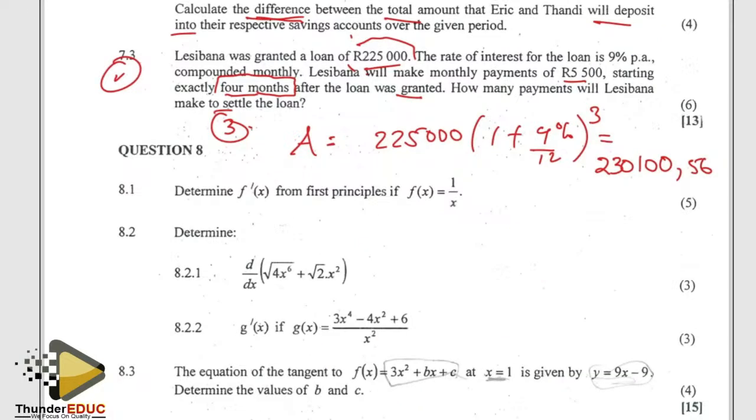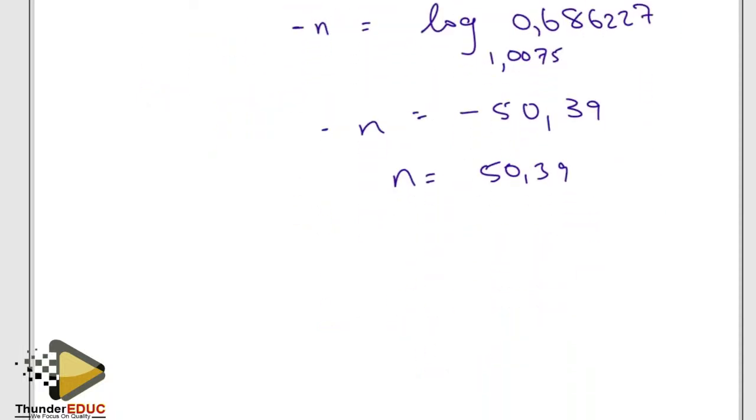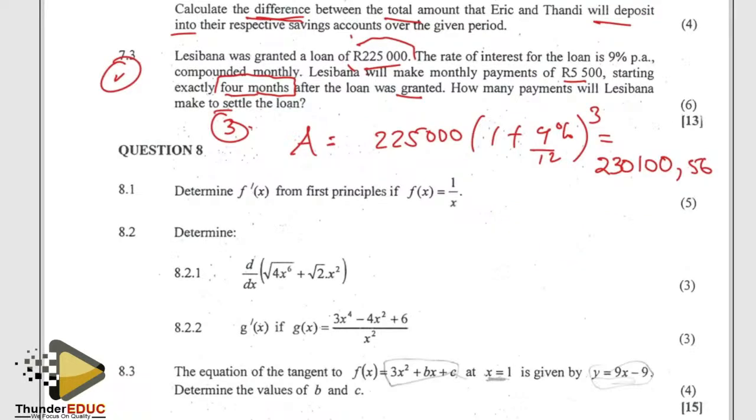The question was asking how many payments this person will take. Now this person is going to make 50 payments of 5,500. But then there's going to be an extra payment, which means it's going to be 51 payments that need to be made for the loan to be settled. Okay, so that is question number 7.